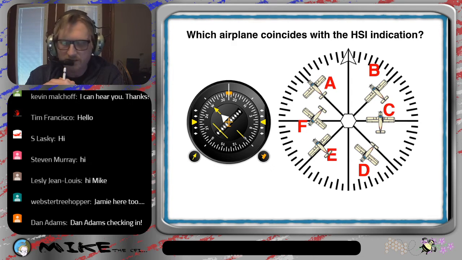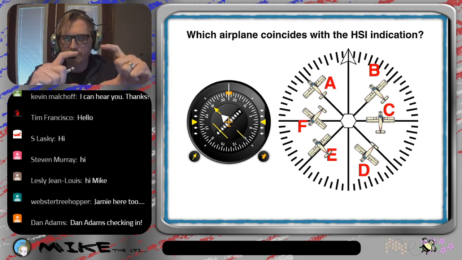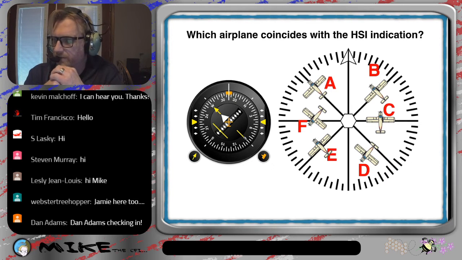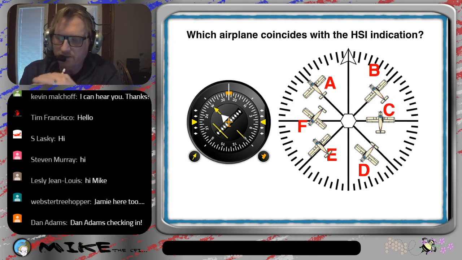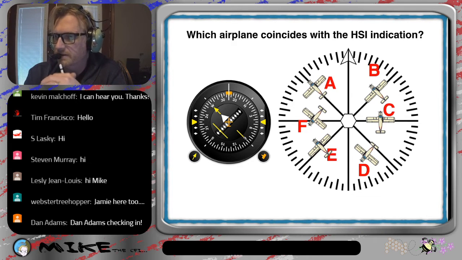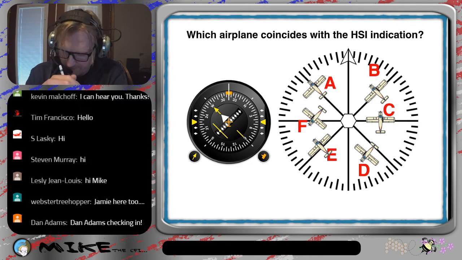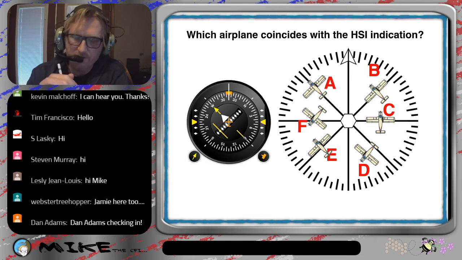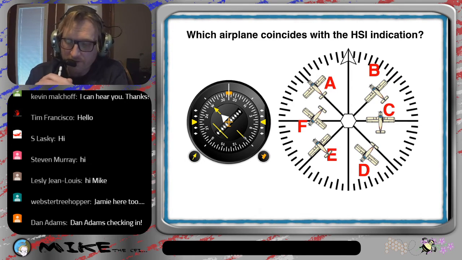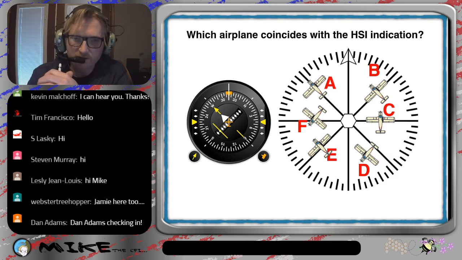When we say horizontal situation indicator, what you want to pretend is that you're taking the display that you see and just laying it flat on the ground ahead in front of you, and kind of using it as like a sand table to determine where you are relative to stuff. One of the big differences between the HSI and the radar VOR indicators is that this one does account for the aircraft heading.